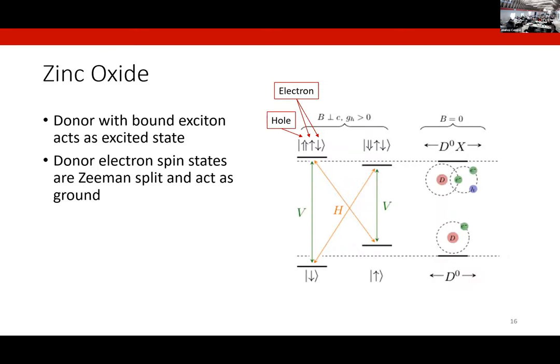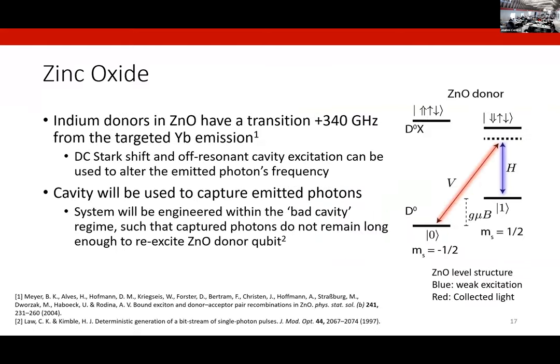The zinc oxide donor defect is a donor defect. So you have your defect in the crystal, which can bind with an exciton, creating an electron hole pair. This takes the form of the excited state for that system, and then the Zeeman split spin of the electron acts as the ground state. So using those different levels, we can excite and collect the emitted photon.